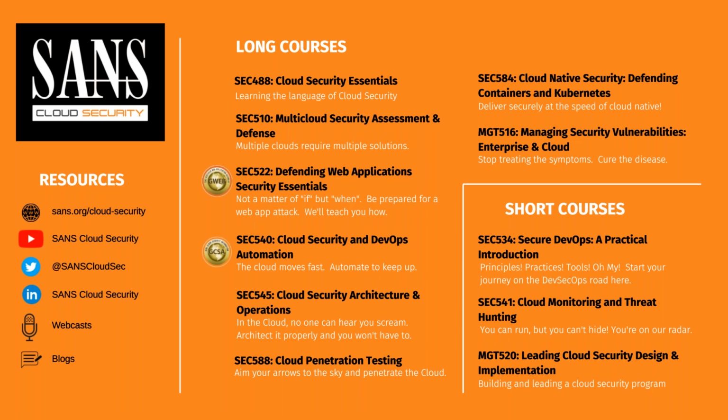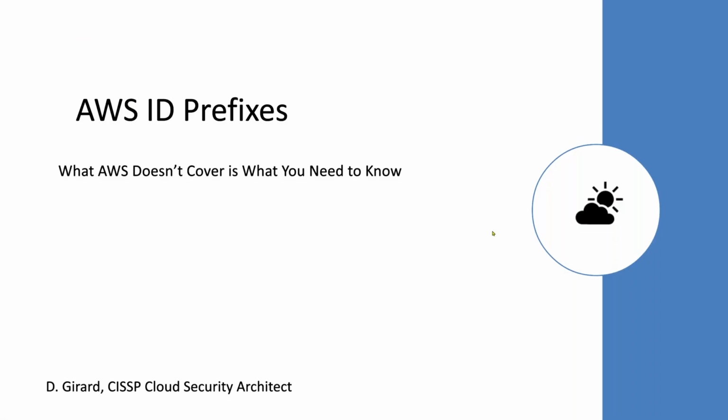Hello, greetings everybody. I'm Dan Gerard, guest speaker on behalf of SANS. Today we're going to be covering AWS prefixes. Now, this title might be somewhat misleading. AWS does cover quite a lot of detail in their documentation on those unique prefixes, those unique IDs, and what they mean. But today we're going to go a little bit deeper into some of those things they don't discuss.